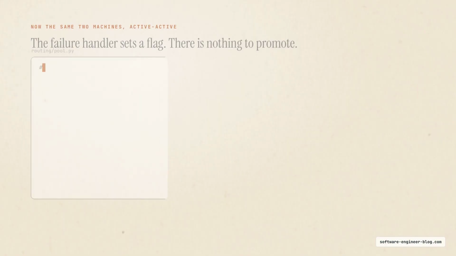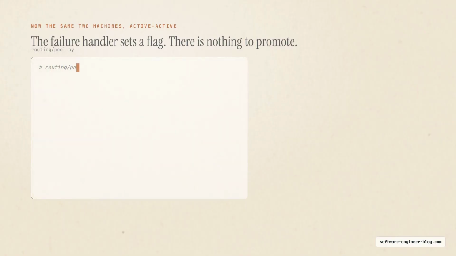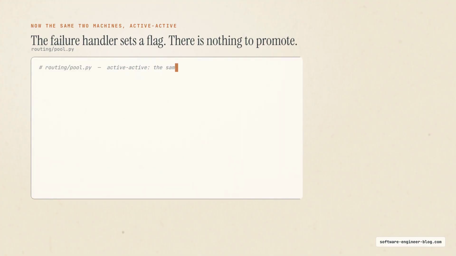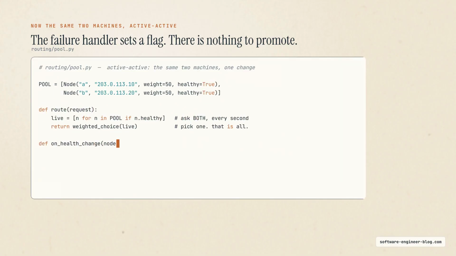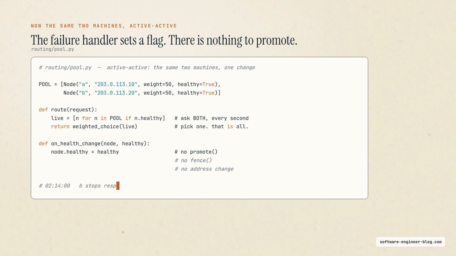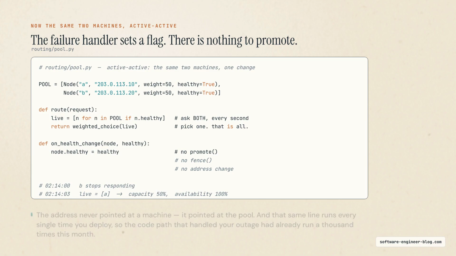Now the same 2 machines, active, both of them are in the pool. Both have a weight. The routing function asks which ones are healthy and picks one. And notice that it asks about both of them, every second, forever. Now watch what the failure handler does. It sets a flag to false. That is it. There is no promote, there is no fence, there is no address change, because the address was never pointing at a machine, it was pointing at the pool. When node B dies at 2:14, 3 seconds later, the healthy list has 1 entry in it, and you are running at 50% capacity and 100% availability.